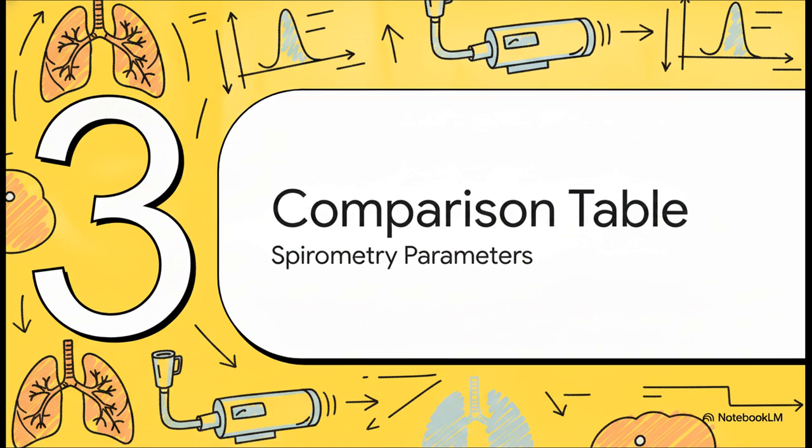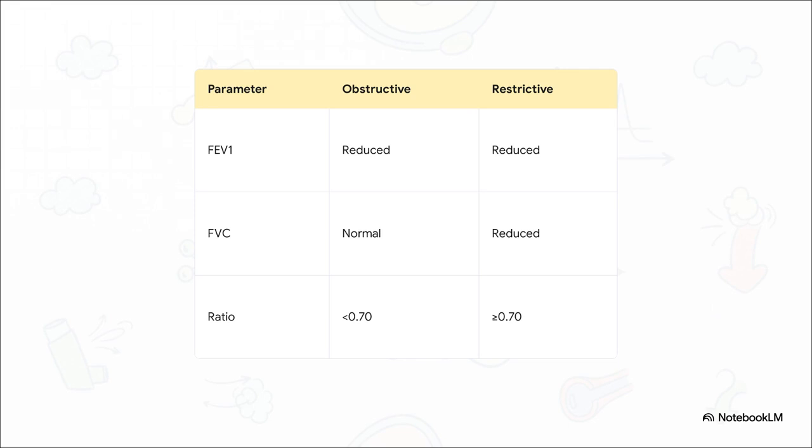Section 3, the ultimate comparison table. High-yield spirometric parameters side by side. This comparison table right here is an absolute gold mine. We've got FEV1, FVC, and the ratio mapped out across normal, obstructive, and restrictive states. But listen, pay super close attention to the transfer factor, or TLCO. This is measuring gas exchange, and notice how it behaves.